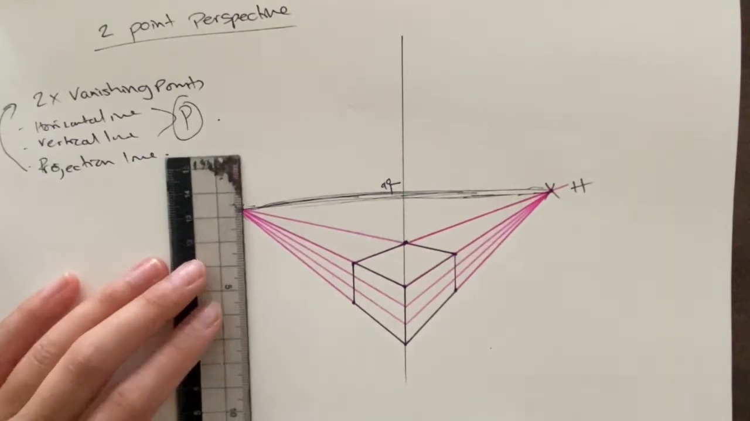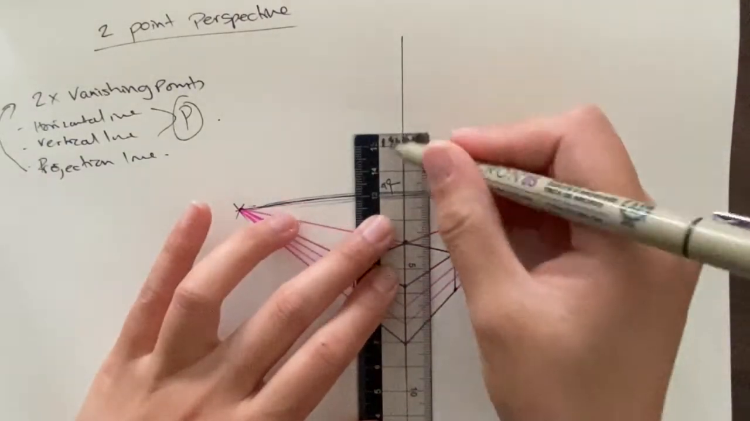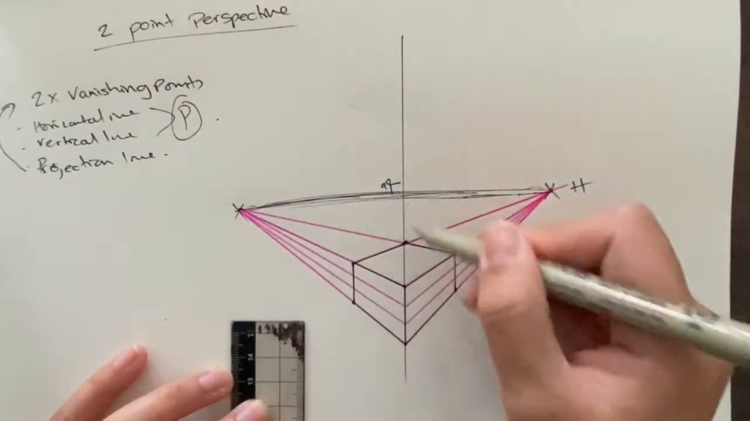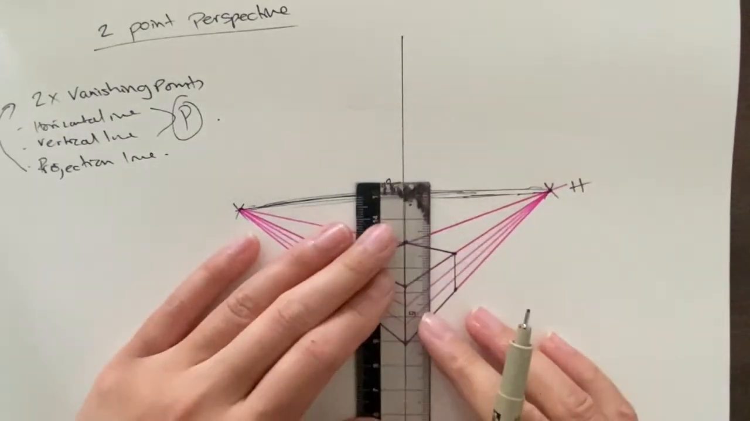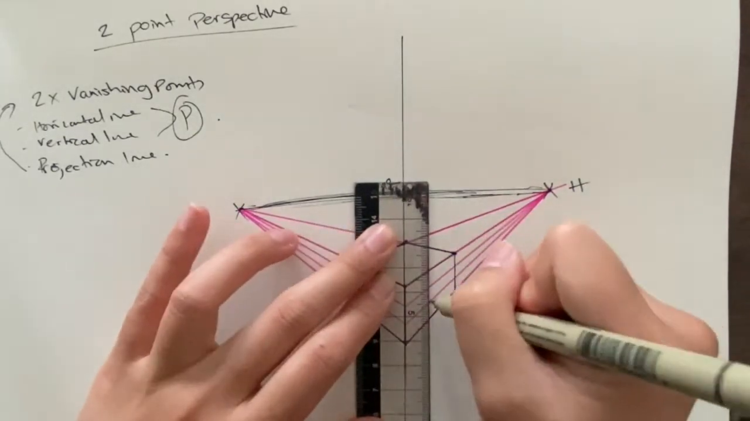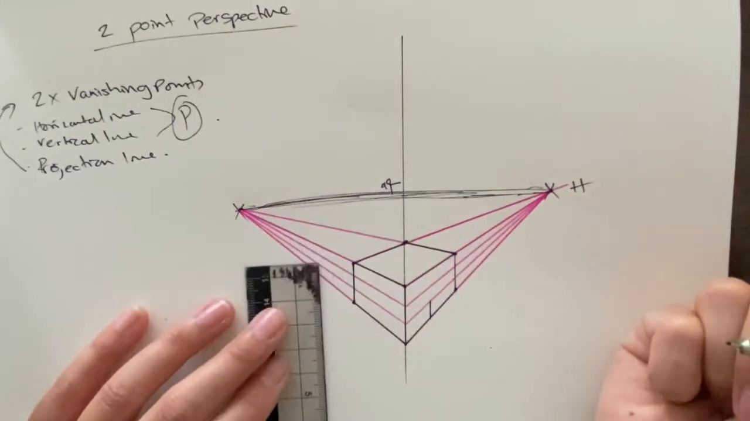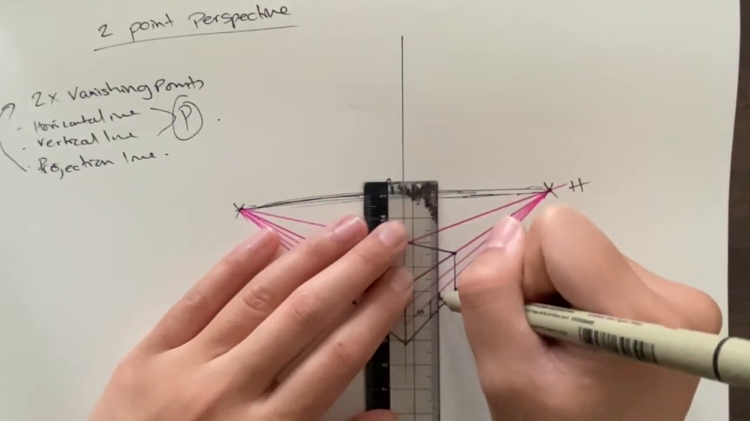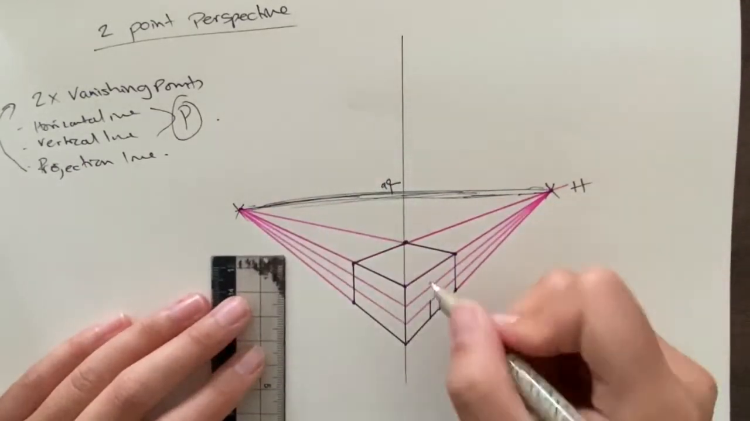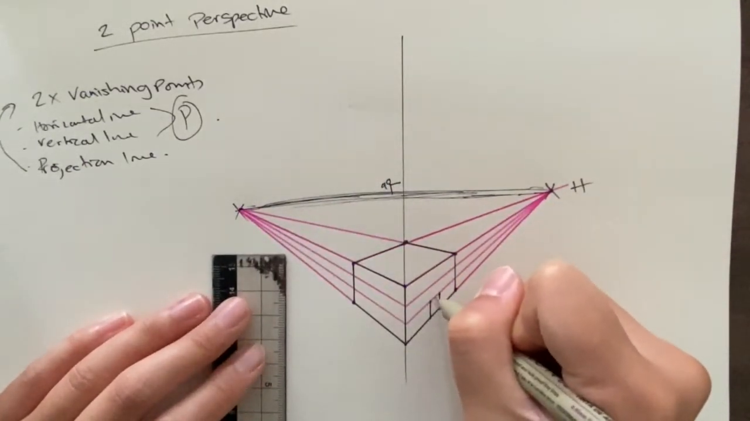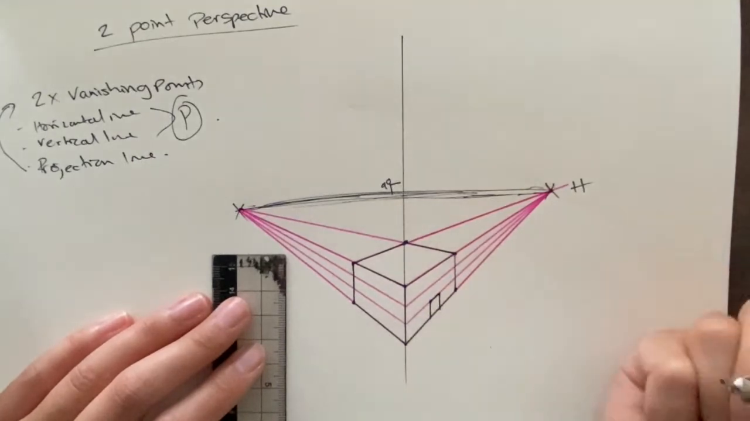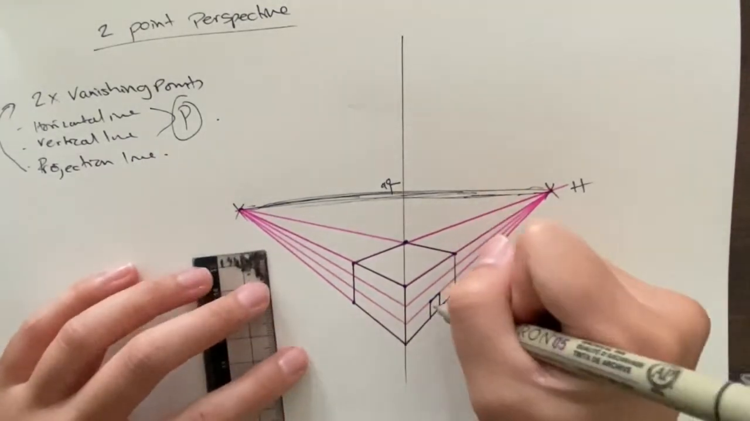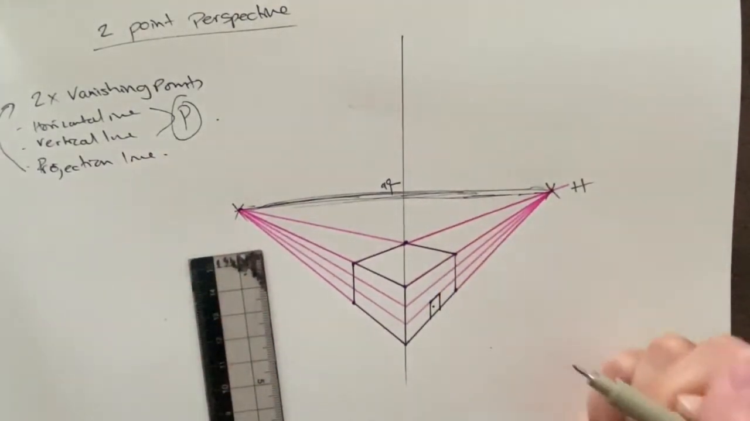Now if I want to add doors, obviously I need to make sure this vertical line that I'm about to draw is parallel. So for instance, I'm going to draw my door here and making sure that's all parallel to one another. And again, I follow this projection line like so. Yeah, that will be my door, for example.